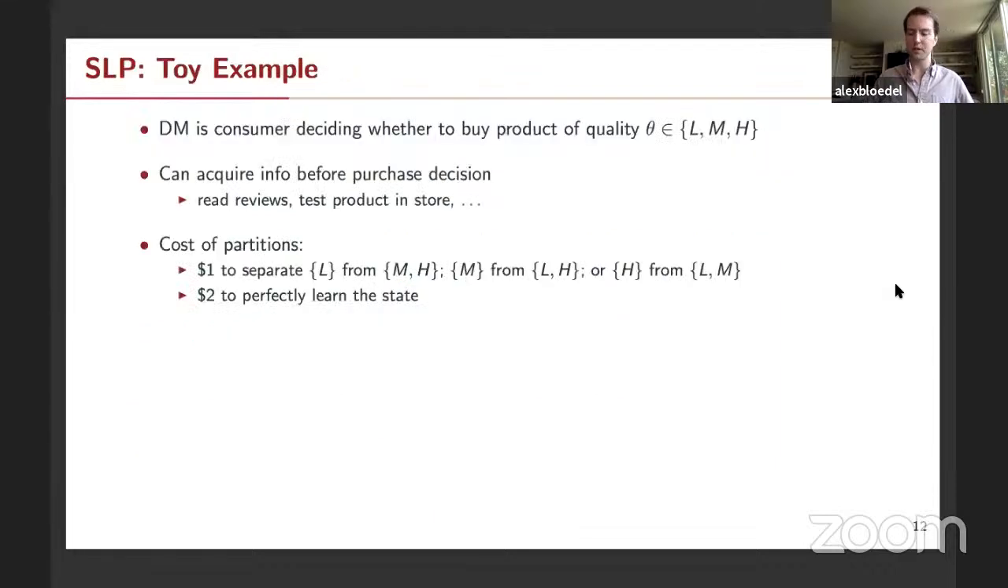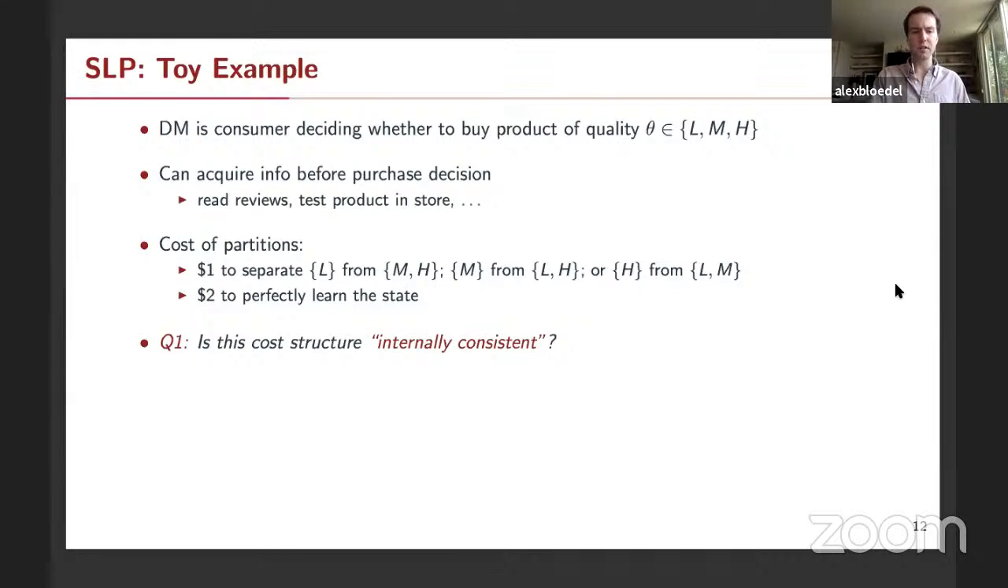So here's the simplest example to illustrate this. Suppose you want to model a consumer who's deciding whether or not to buy a product that can be of low, medium, or high quality, and she can acquire some information before making this choice. The cost function that you specify says that it costs $1 to generate any binary partition of the state space. So for instance, to separate low quality from medium or high, or to separate medium quality from low or high. And similarly, it costs $2 to perfectly learn the state.